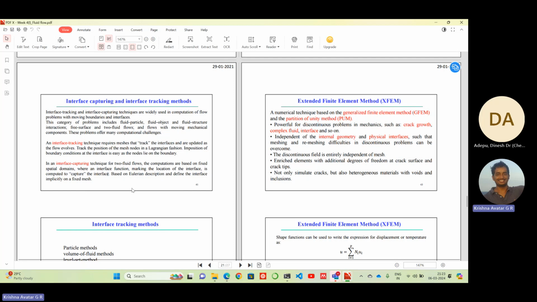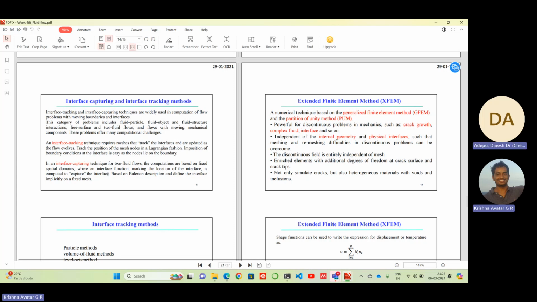So then we define the interface implicitly on a fixed mesh. In an extended FEM model, it's based on the generalized finite element method and also the partition of unity method. It's powerful for discontinuous problems in mechanics such as crack growth, complex fluid interfaces, and so on.